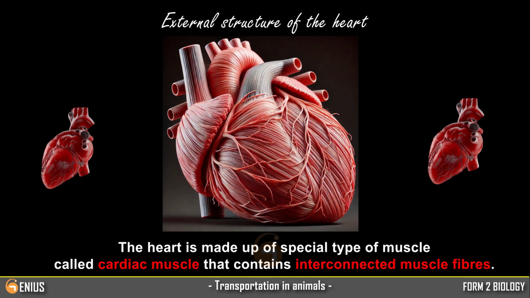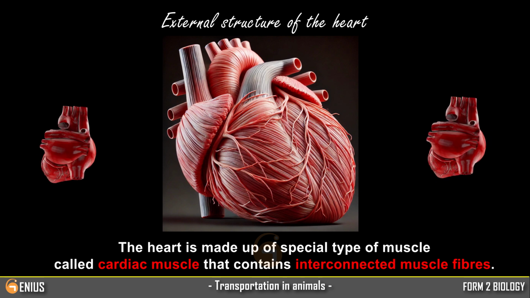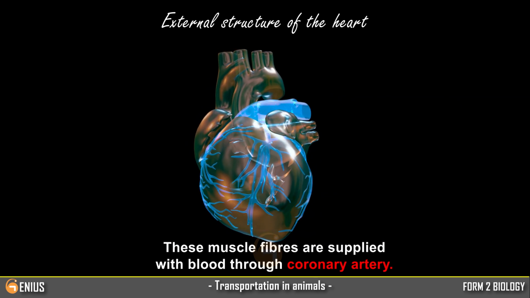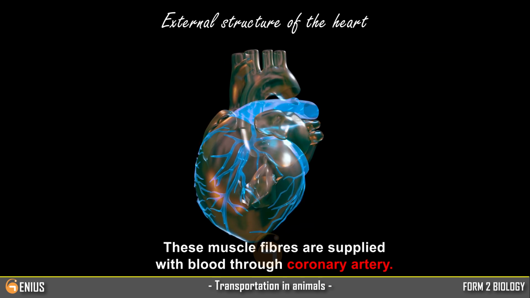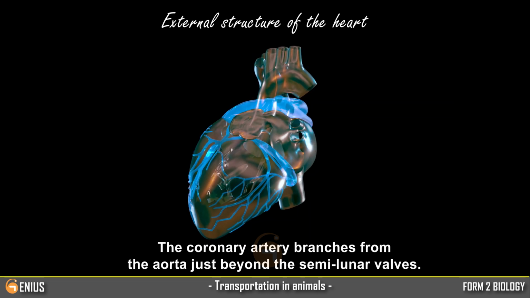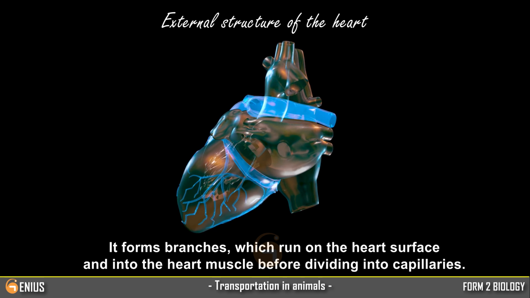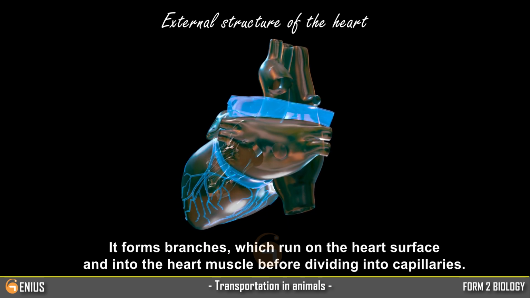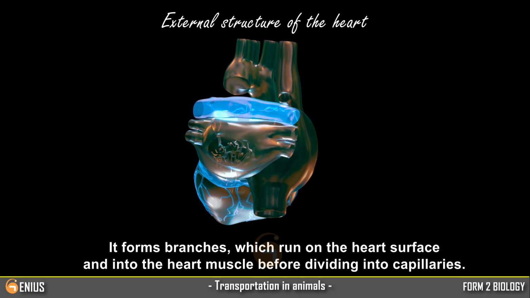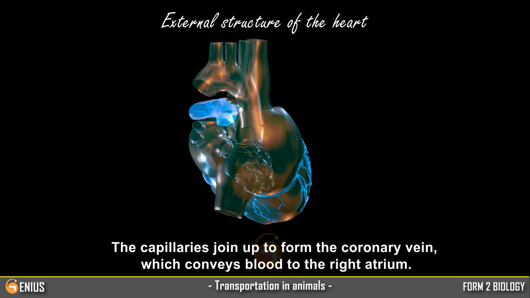The heart is made up of special type of muscle called cardiac muscle that contains interconnected muscle fibers. These muscle fibers are supplied with blood through coronary artery. The coronary artery branches from the aorta just beyond the semilunar valves. It forms branches, which run on the heart surface and into the heart muscle before dividing into capillaries. The capillaries join up to form the coronary vein, which conveys blood to the right atrium.